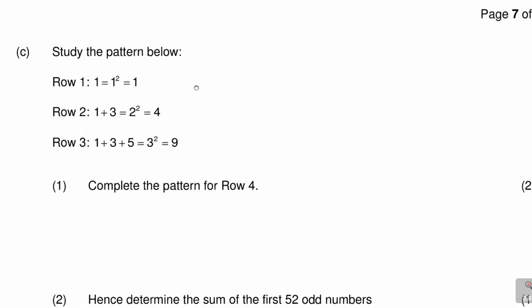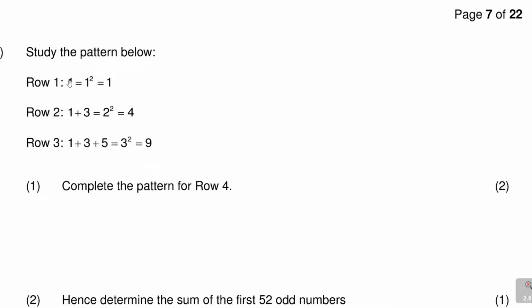And then after that, we come to C here. It says study the row pattern here. Row 1, 1 squared is 1. 1 plus 3 is 2 squared, is row 2. Complete the pattern for row 4. So let's try it. Row 4, it will be what? 1 plus 3 plus 5 plus 7.